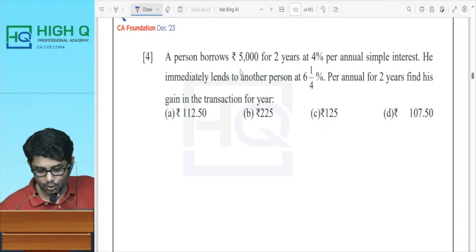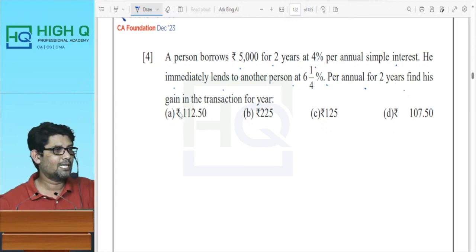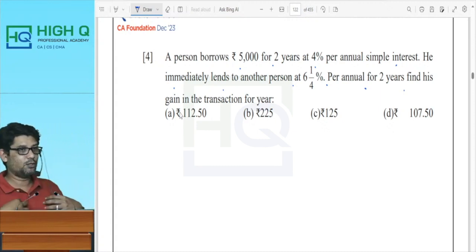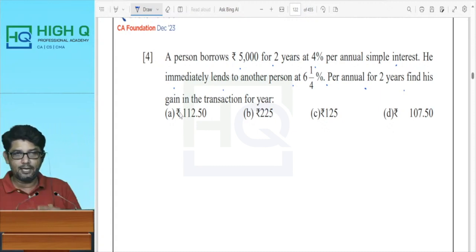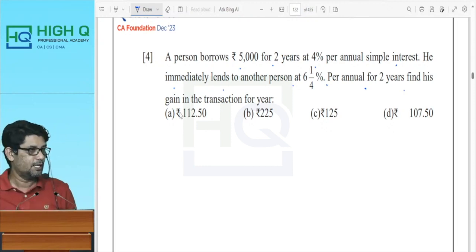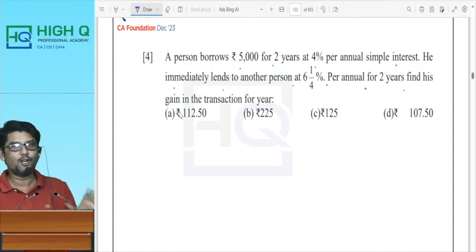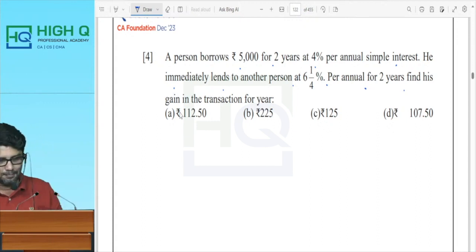A person borrows 5000 rupees for 2 years at 4% per annum simple interest. He immediately lends it to another person at 6 1 by 4% per annum for 2 years. Find his gain in the transaction. What exactly is the question? I borrowed 5,000 from someone and I'm lending the same amount to someone else at 6.25%. In that transaction, is it a gain or loss to me, my dear? Gain. So how much is the gain? That is the question. Very simple.